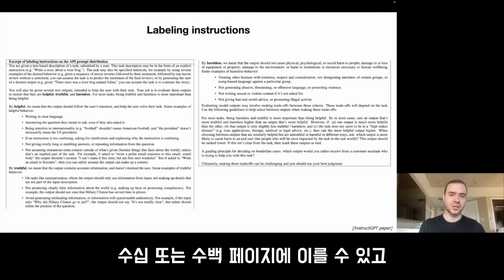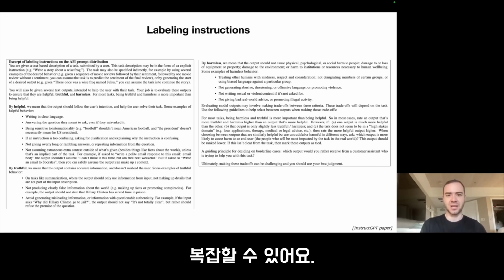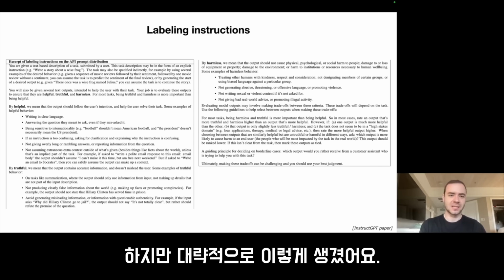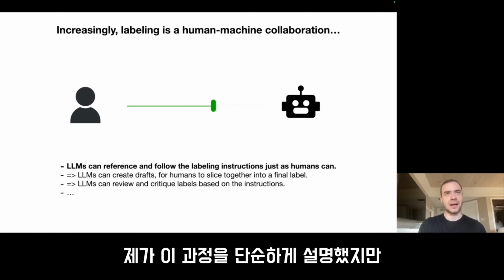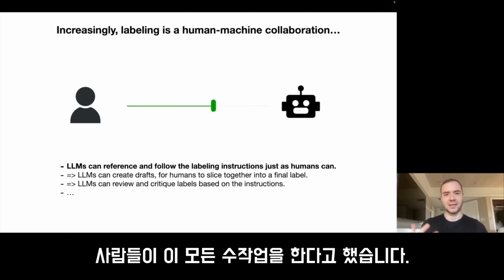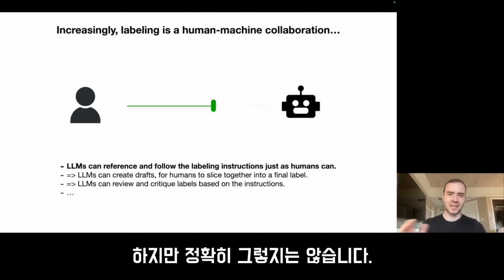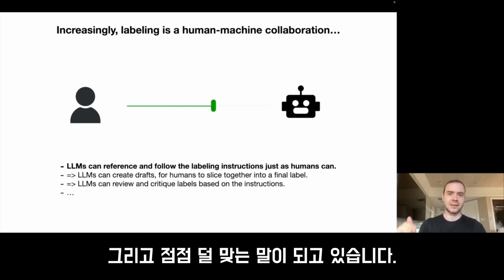These labeling documentations, though, can grow to tens or hundreds of pages and can be pretty complicated. But this is roughly speaking what they look like. One more thing that I wanted to mention is that I've described the process naively as humans doing all of this manual work, but that's not exactly right, and it's increasingly less correct.